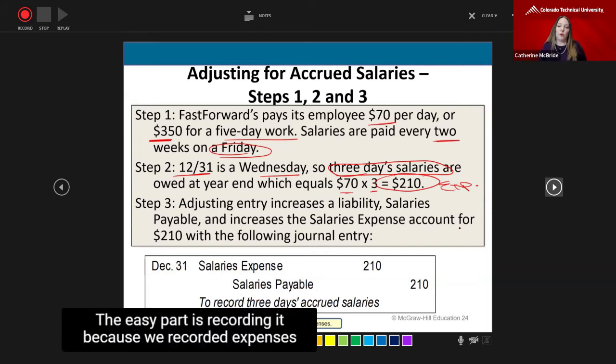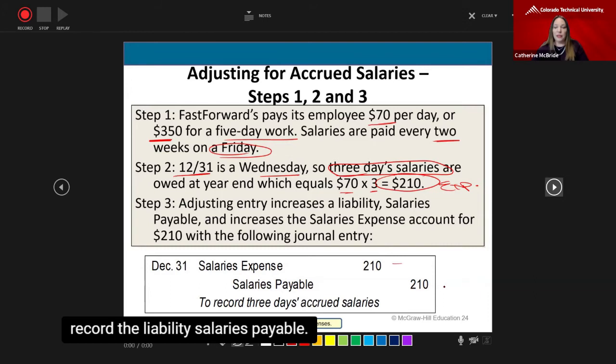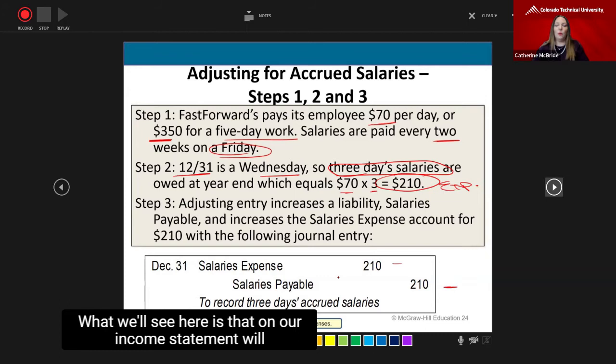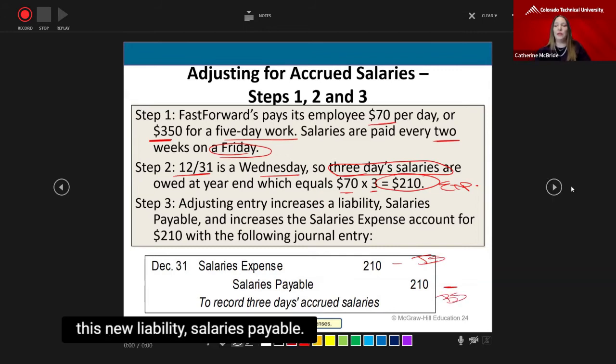The easy part is recording it because we recorded expenses last week. If we have an expense, and it went up, we increase an expense with a debit. So we're going to debit salary expense, and we're going to record the liability salaries payable. What we'll see here is that on our income statement, we'll see salaries expense, and on our balance sheet, we'll have this new liability salaries payable.